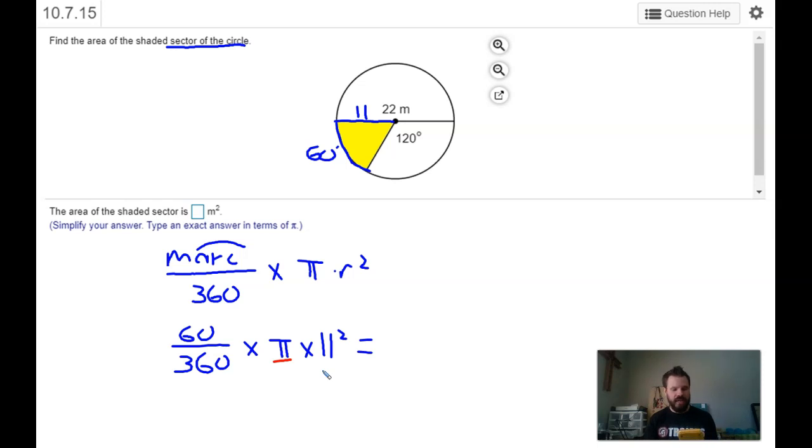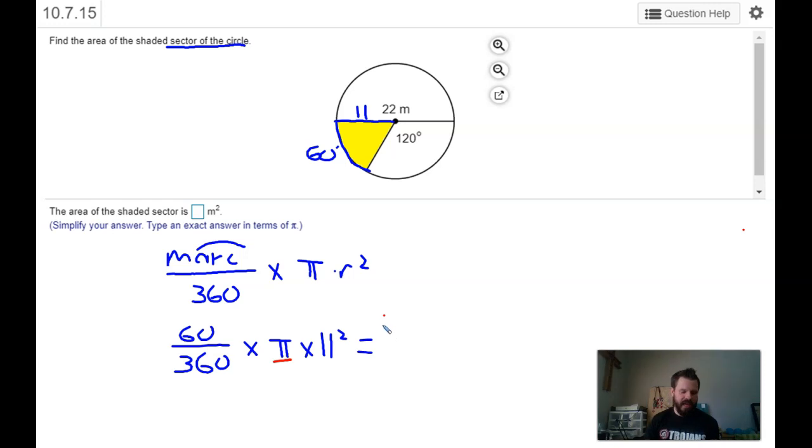And when I do that, I end up with something kind of ugly. I end up with a 20.16 repeating. MathXL is going to want that as a fraction. So if you do the fraction conversion on your calculator, if you need help with that, let me know.